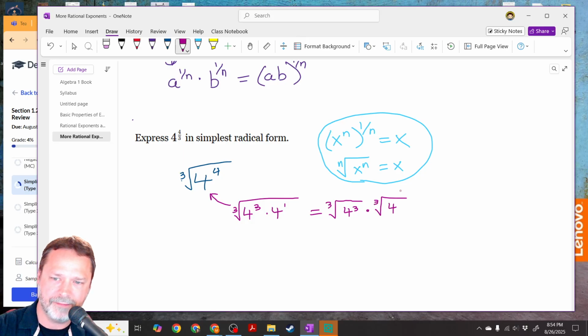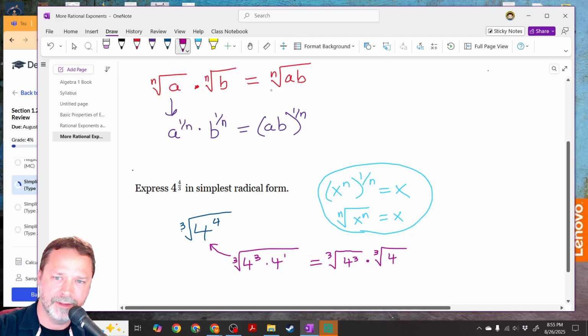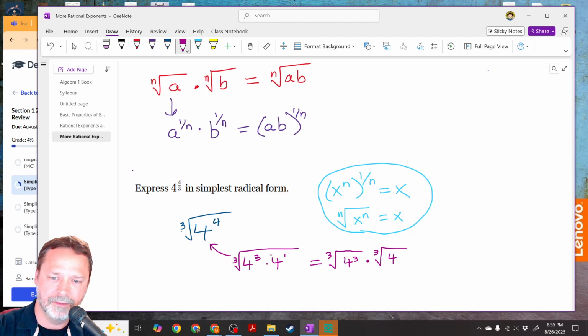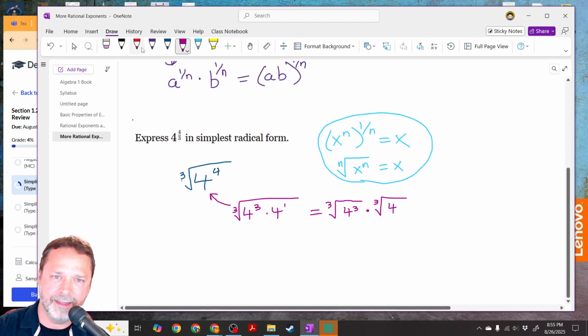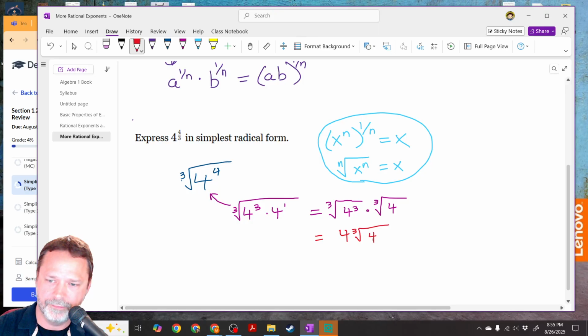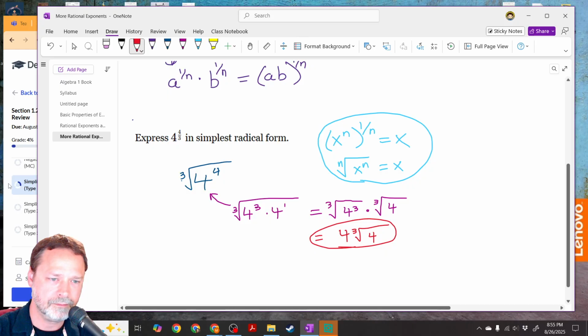And where do we get that from? We get that from this property right here that I just mentioned, that I can break this up, going from right to left. And then using the property I have written there in blue, we know that this part in the front is 4. And then this is, well, I can't reduce this, so I'll just leave that as the cube root of 4. And that would be my answer. All right.